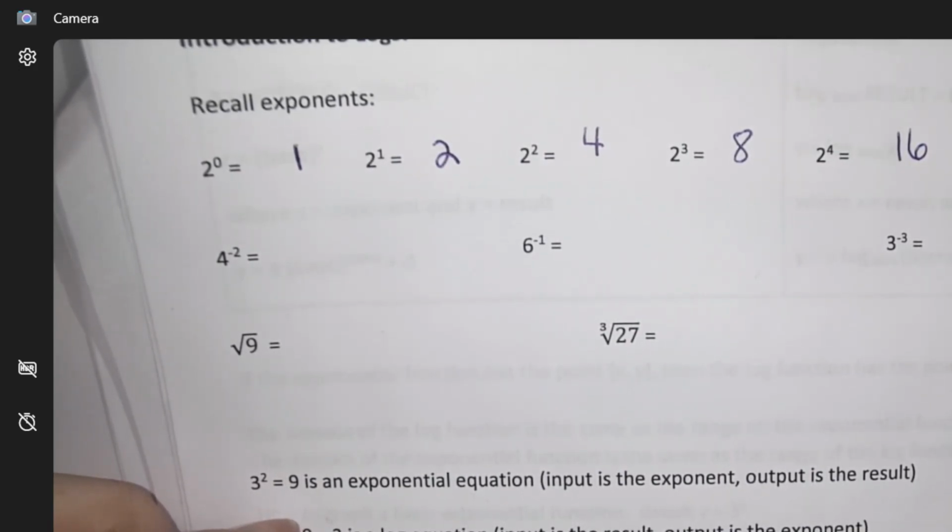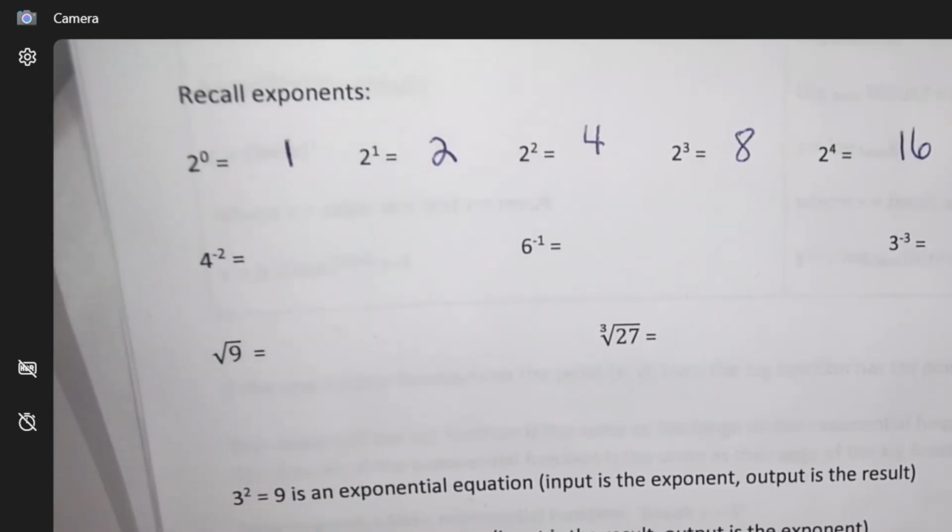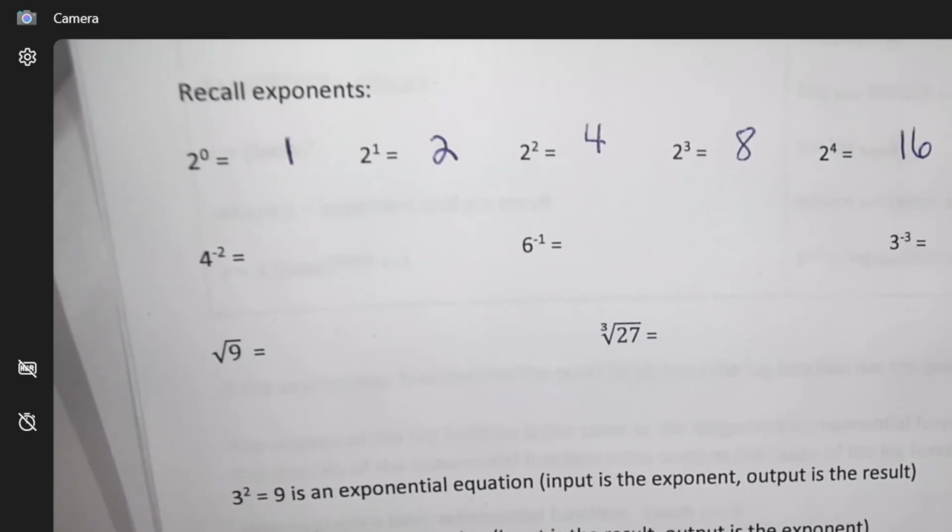And 32. Can you keep going like that? What would be the next one? 64.